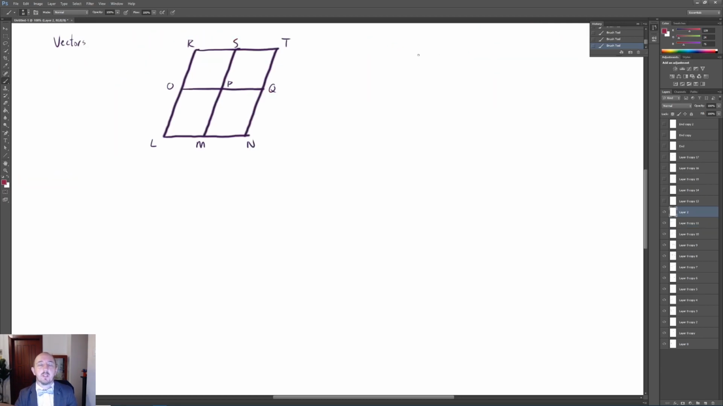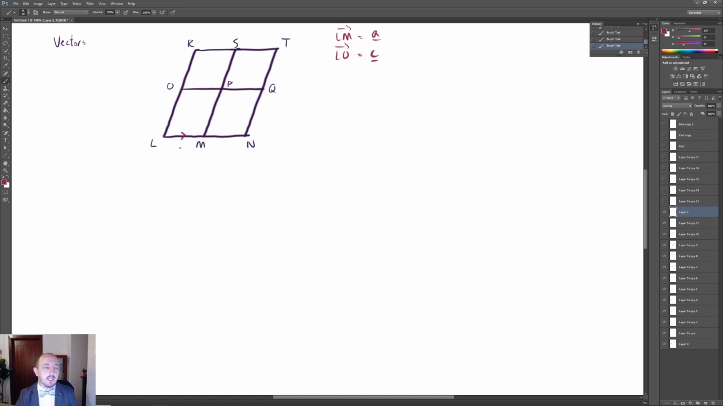With vectors, what we have to do in the first parts of the question is usually relatively straightforward. Go from one point to another point using vectors. So let's say L to M is A and L to O is C.